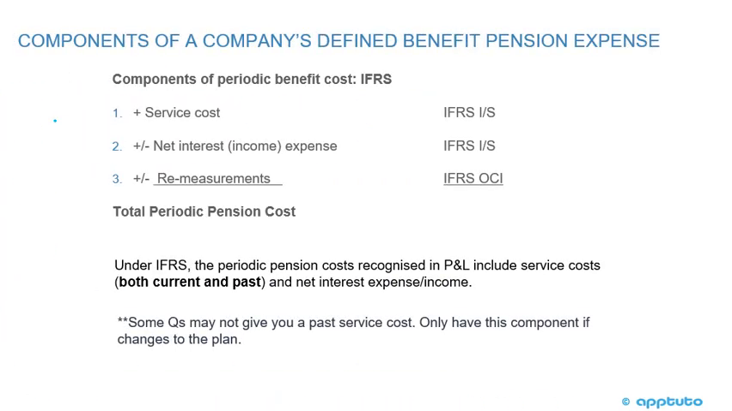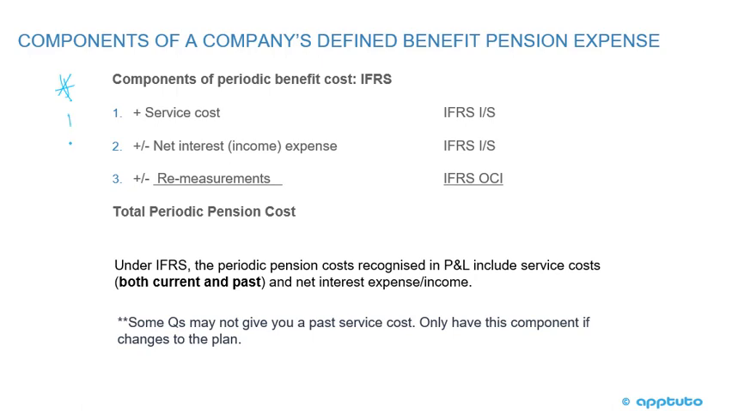Okay, again, this is a CFA Level 2 slide, but it's a nice to have, not a need to have. But one of the things that I do in Level 1 is sometimes I give you a little bit of a preview to Level 2, because the goal is not only to pass Level 1, but also to get ourselves set up. So here we're looking at the components of a periodic benefit cost under IFRS.